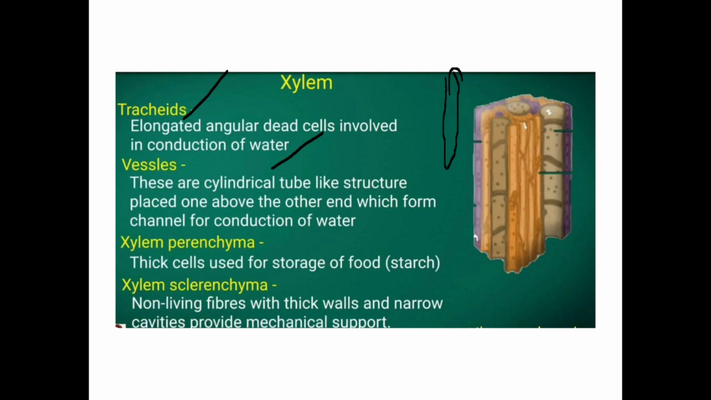Then the next one is vessels. First one is tracheids, second one is vessels. They are cylindrical structures placed one above the other to form a channel for the conduction of water. Look, this one is vessels and the elongated one is tracheids.